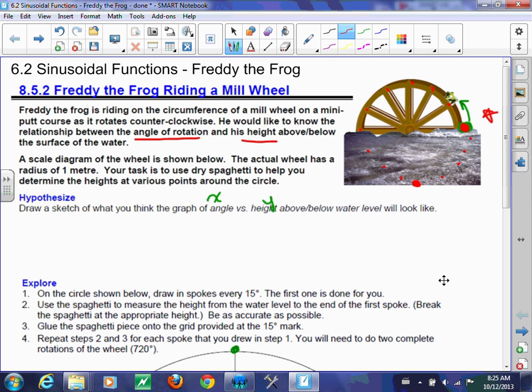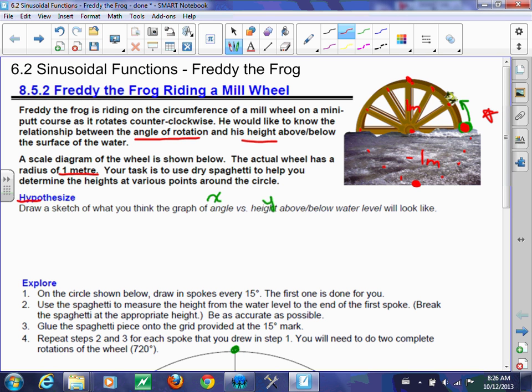A scale diagram of the wheel is shown, okay, down below here, and the actual wheel has a radius of 1 meter. So what does that tell us, folks? When Freddy the Frog is way here at the top, that tells me his distance is 1 meter. He's 1 meter above the water. Likewise, when Freddy the Frog is at the bottom, he is negative 1 meter, or 1 meter down into the water. Okay, your task is to use dry spaghetti to help you determine the heights at various points of the circles. So first of all, it says to make a hypothesis here.